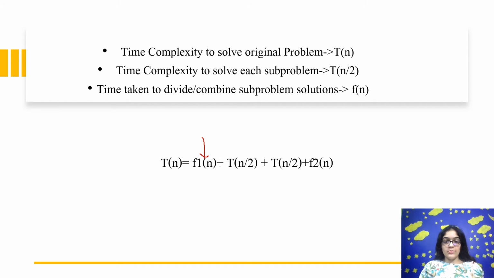the problem into subproblems. The first T(n/2) is the time complexity taken to find the solution to subproblem 1. This T(n/2) is the time complexity taken to find the solution to subproblem 2. And finally, the f2(n) is the time complexity taken to combine these subproblem solutions. So, T(n) becomes f1(n) plus 2T(n/2) plus f2(n).